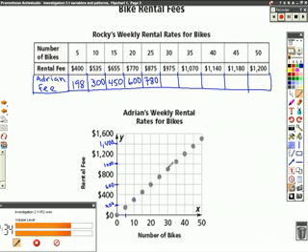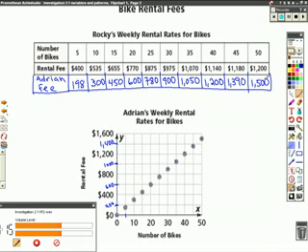30 bikes, 900. 35 bikes is about 1,050. 40 bikes is 1,200. And 45 bikes is about 1,350. And 50 bikes is about 1,500.